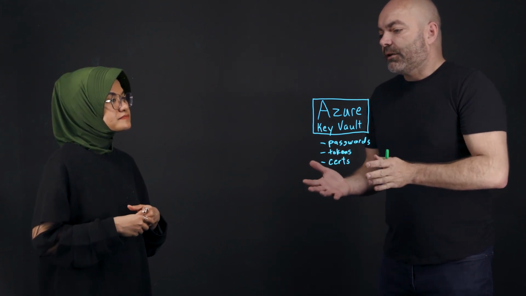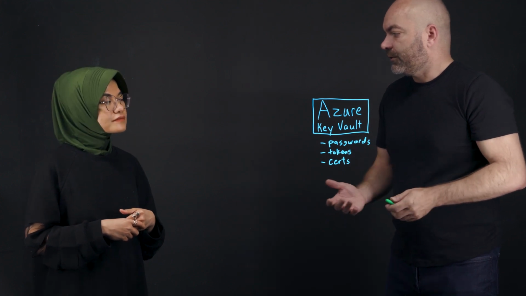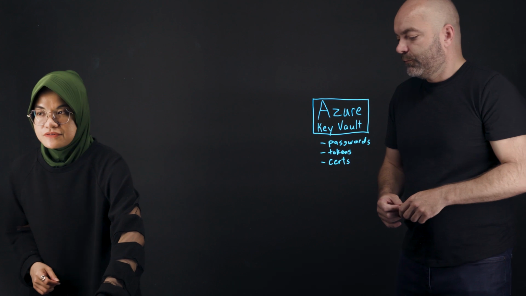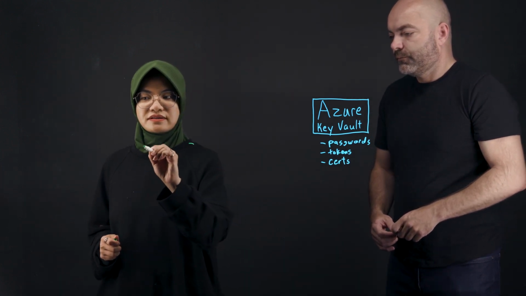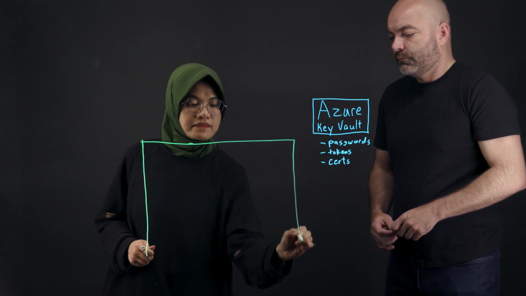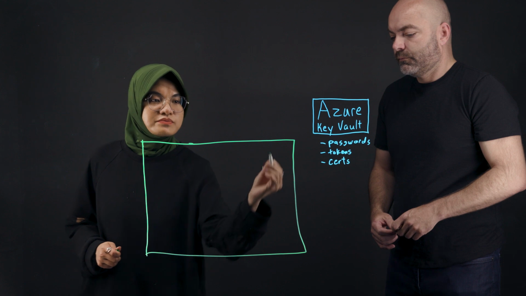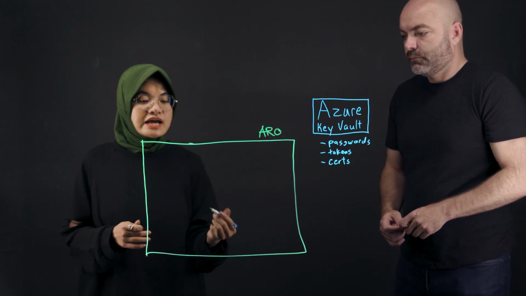Exactly. So why don't you walk us through how you can actually integrate Azure Key Vault with Azure Red Hat OpenShift, or ARO? Sure. So first and foremost, let's draw our ARO cluster here. And this will be our ARO cluster, or Azure Red Hat OpenShift.